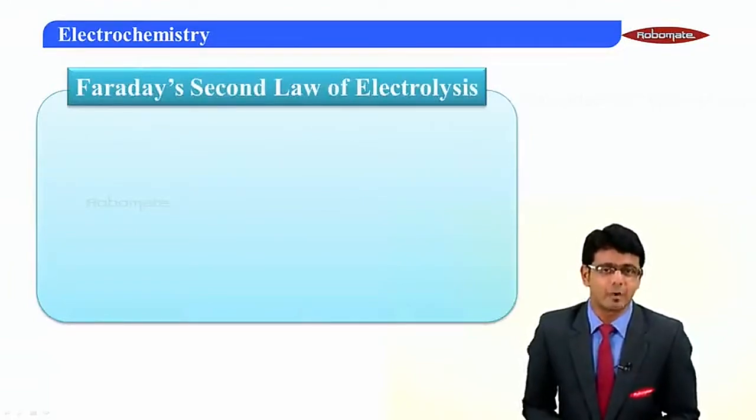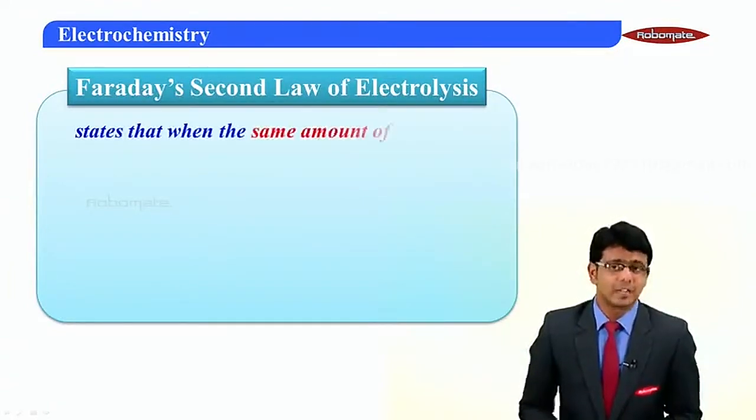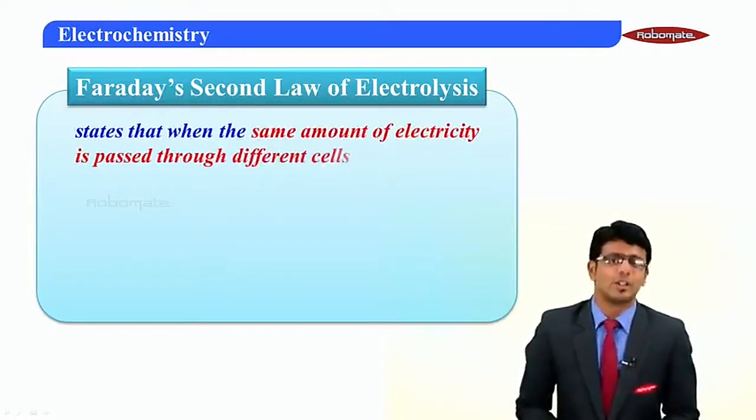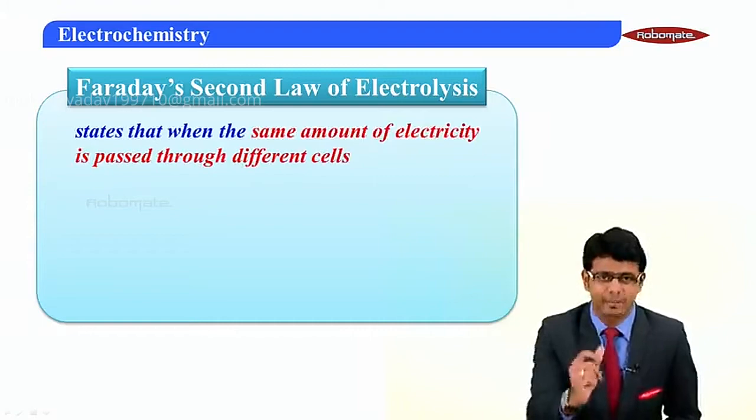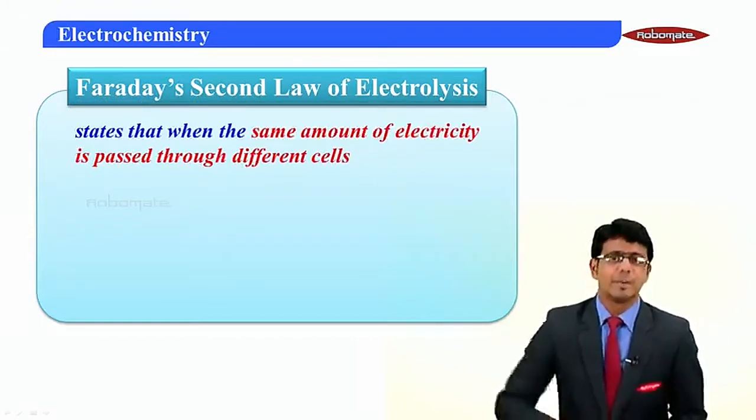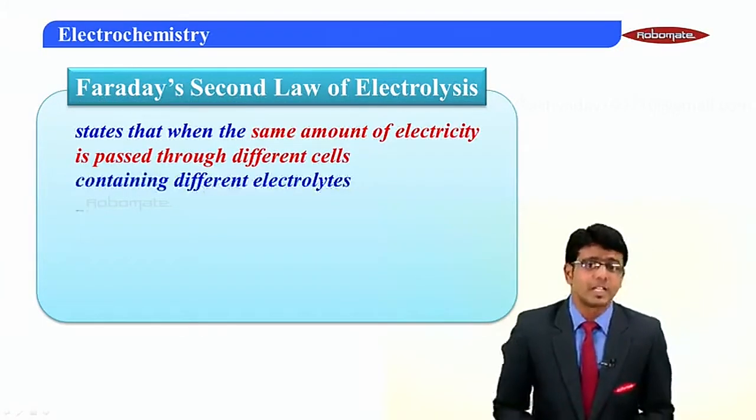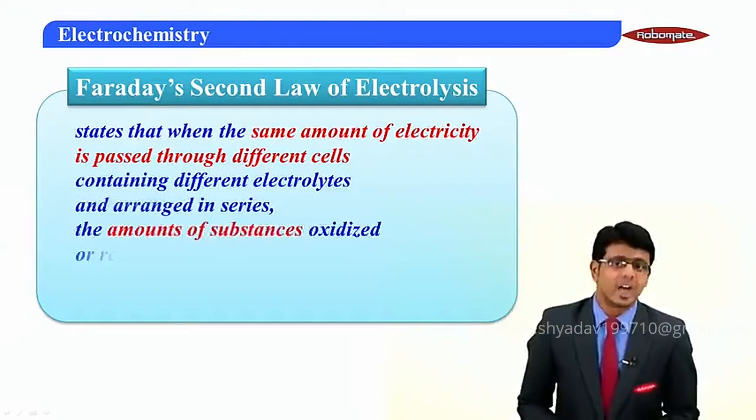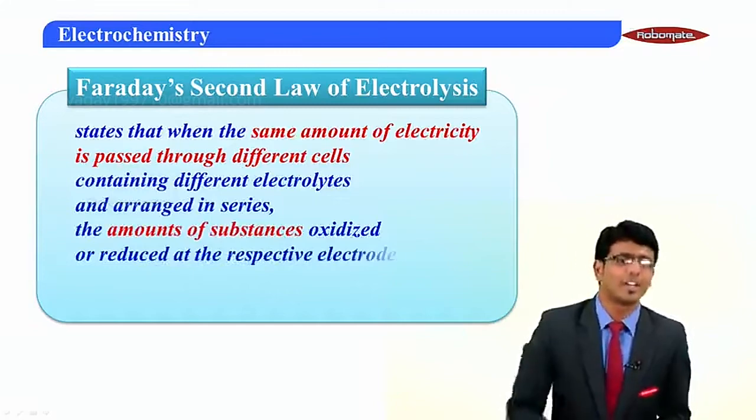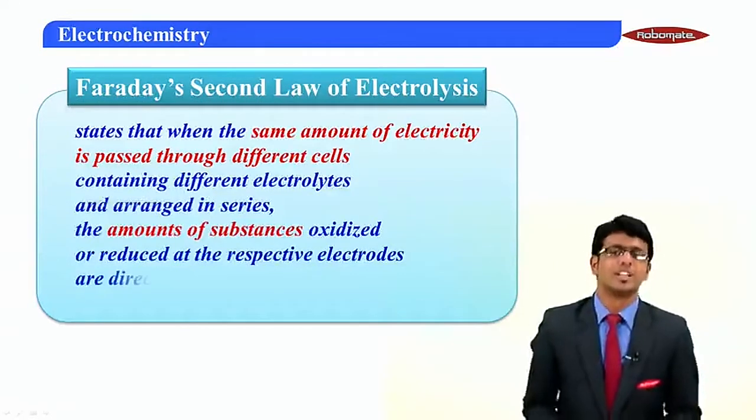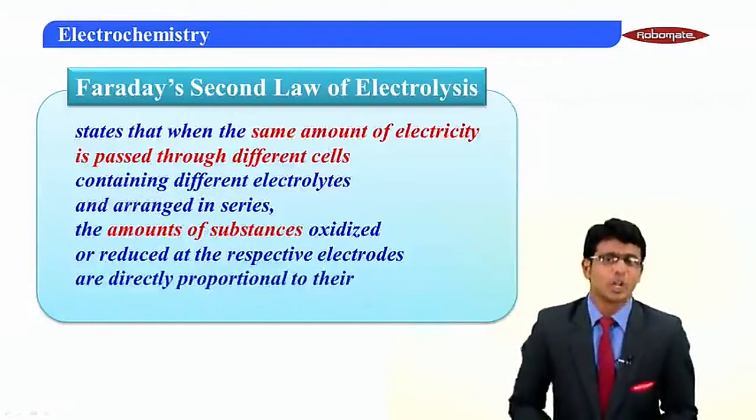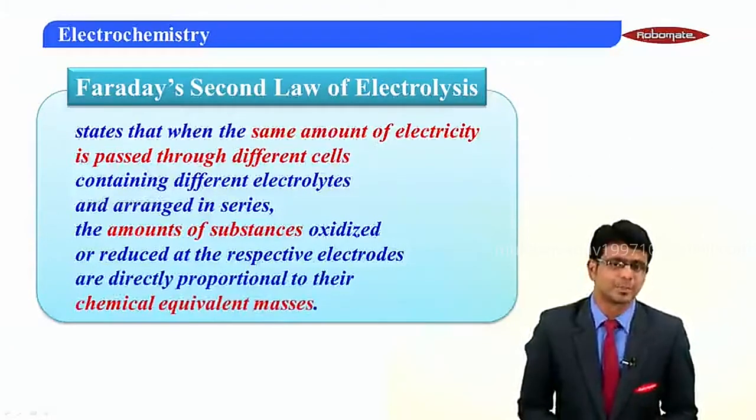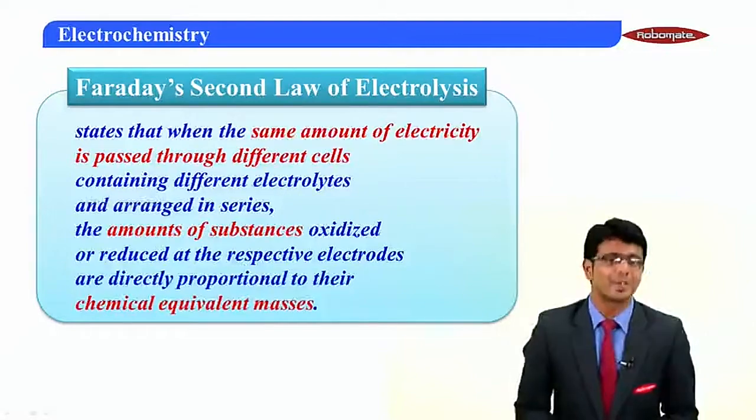So the statement, if I want to give you all, says that when the same amount of electricity is passed through different cells, this is a very important statement, so same amount of electricity passed through different cells containing different electrolytes and arranged in series, then the amounts of substance oxidized or reduced at the respective electrodes are directly proportional to their chemical equivalent masses. I hope students this is very much clear to you all.